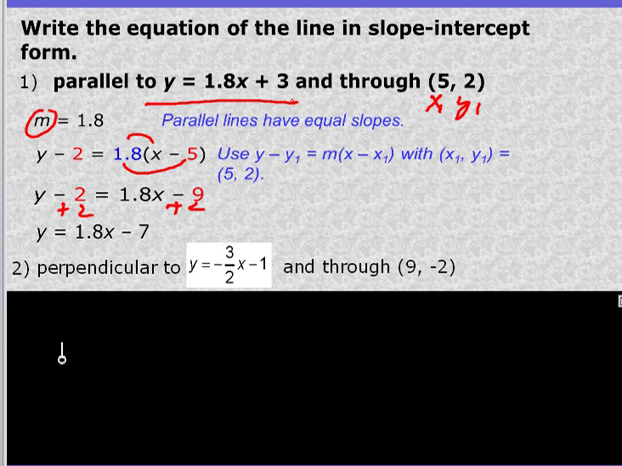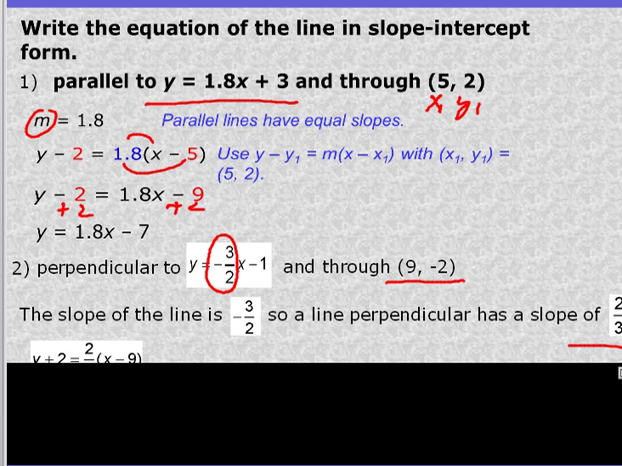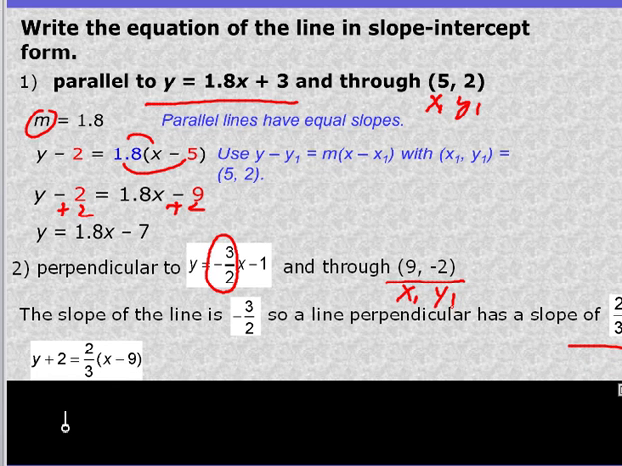Likewise, if we want to write an equation for a line that's perpendicular to the line y equals negative 3 halves x minus 1 and goes through this point, well, again, we know what the slope is. It's going to be the opposite reciprocal of negative 3 halves, which is going to be a positive 2/3. So if this is our x1, y1, we can plug it into point-slope form.